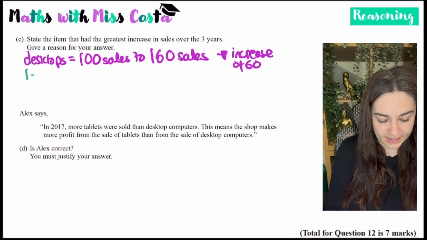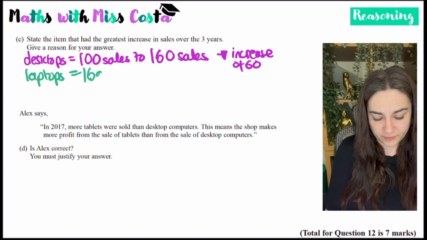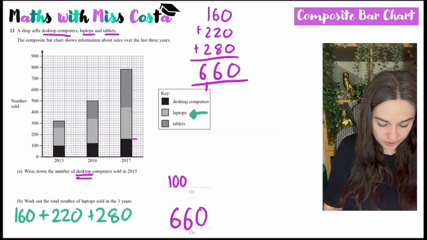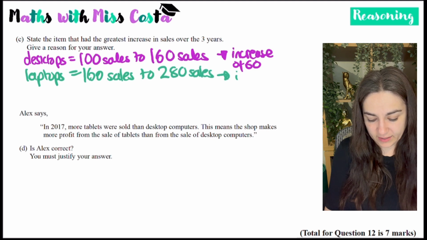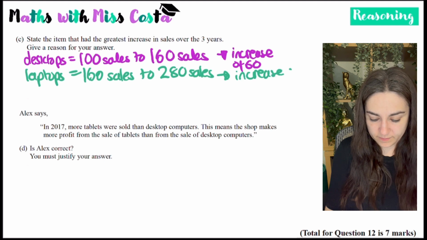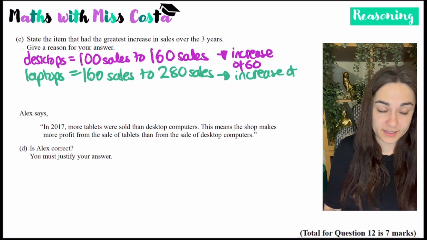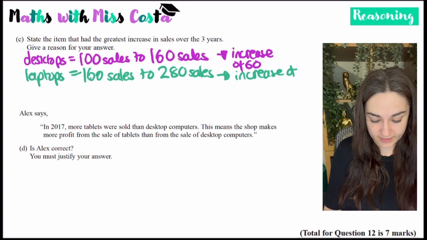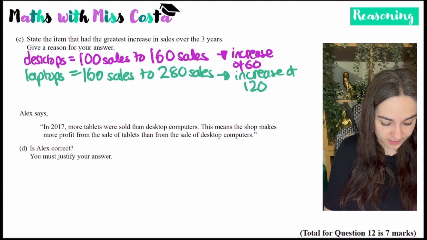So we've already worked out the laptops because we know that originally there were 160 being sold. So 160 sales in 2015 to 280 sales in 2017. So that would be an increase of, from 160 to 200 is 40, plus 80 is 120. And then finally, the tablets.